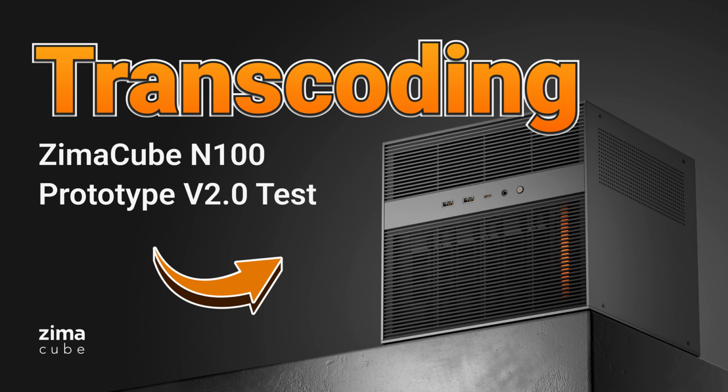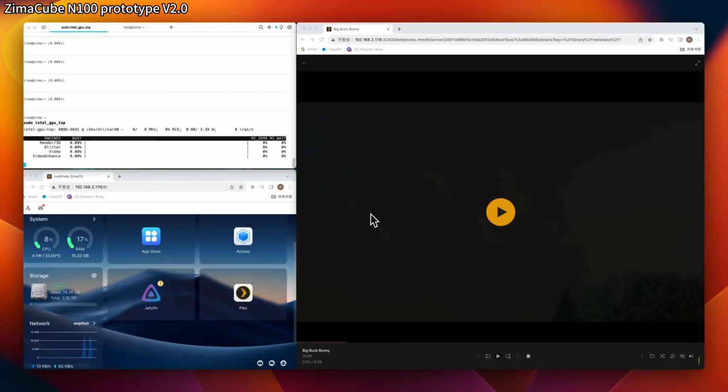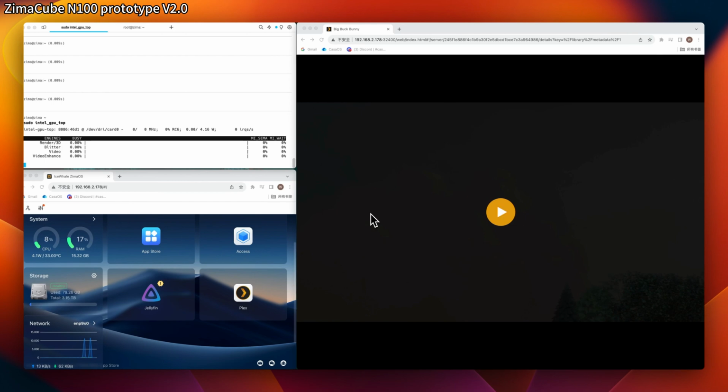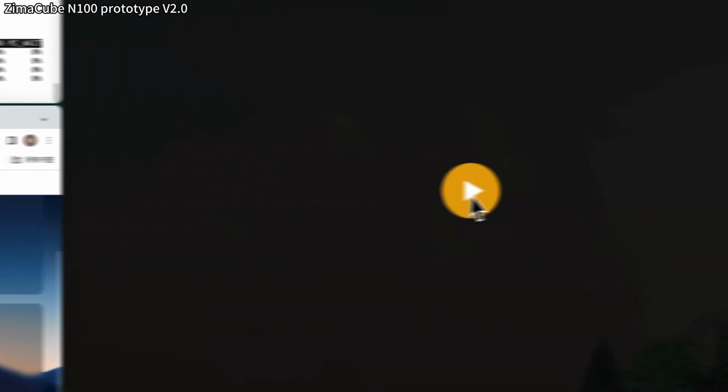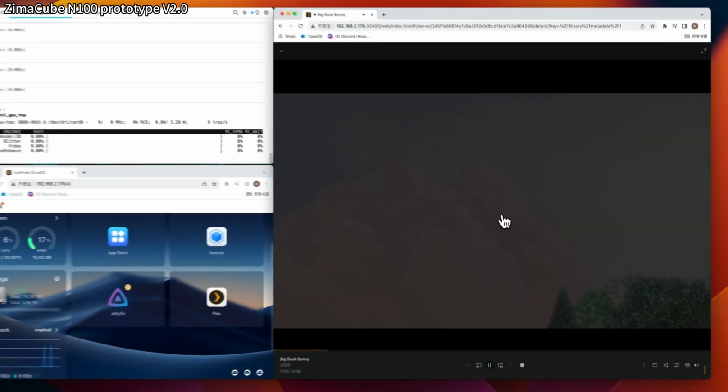We conduct tests on transcoding capabilities of Zimacube and also monitor the status changes of N100 CPU and integrated GPU during the transcoding process. Now, we are playing the original high-definition video. We can see the integrated GPU is inactive.